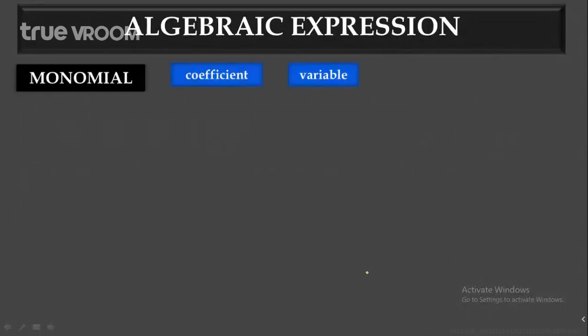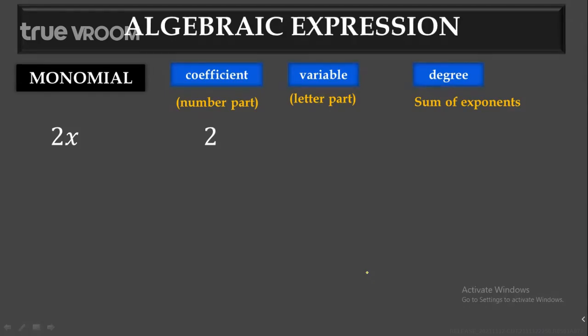Next, algebraic expression. For example, we have the monomial. You are going to identify the coefficient or the number part, the variable or the letter part, and then the degree. We discussed this last time. For example, we have 2x. What is our coefficient, the number part? Coefficient is 2. The variable is the letter, that is x. The degree is the sum of the exponents. There is only one variable, and what is the exponent of x? 1. So the degree is 1.